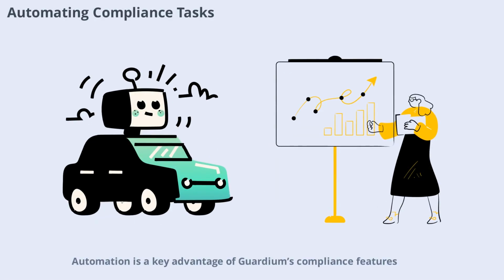Automation is a key advantage of Guardium's compliance features. The system can automatically monitor access to compliance-relevant data and generate reports as needed. This reduces manual effort and helps ensure your organization remains compliant with industry regulations and internal policies.